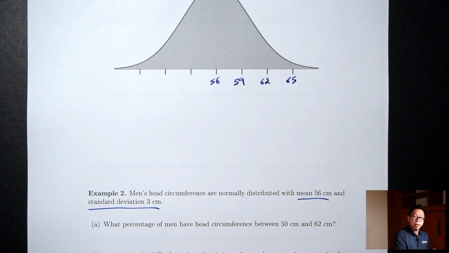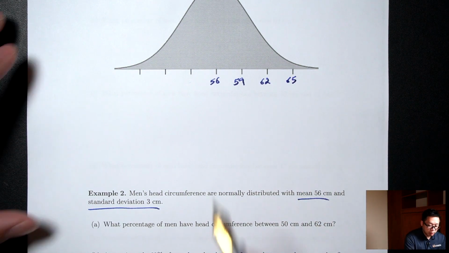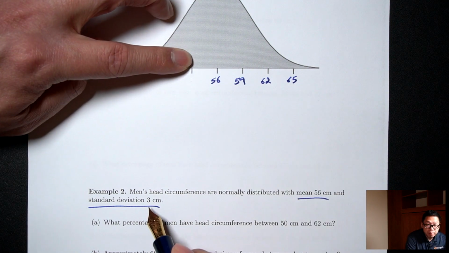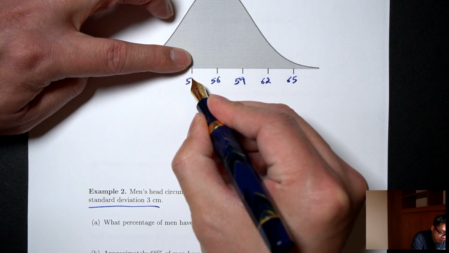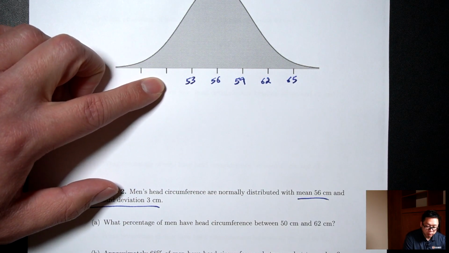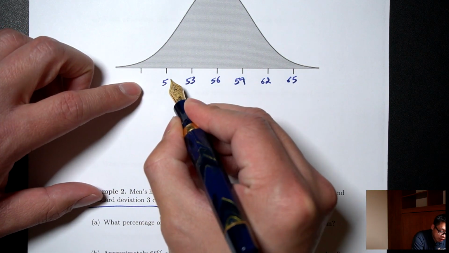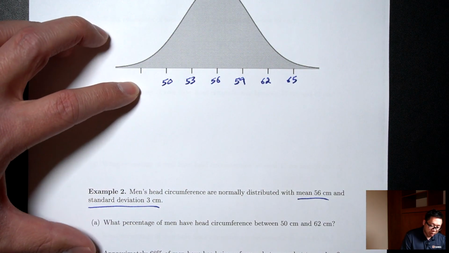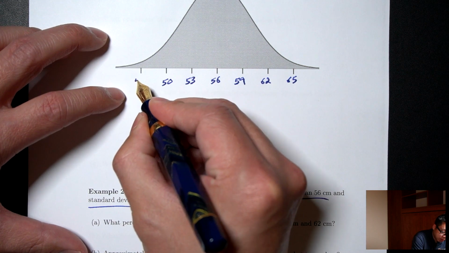And then now go the other way. So subtract the standard deviation. 56 minus the standard deviation. So 56 minus 3 is 53. Minus the standard deviation again. So minus 3 again. That's 50. And then finally minus the standard deviation one more time. So minus 3 one more time. That's 47.